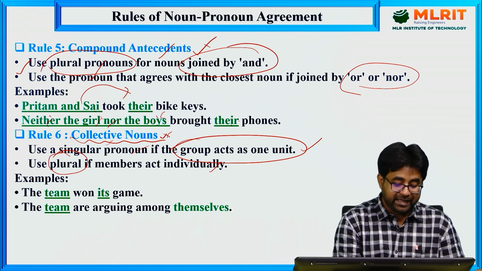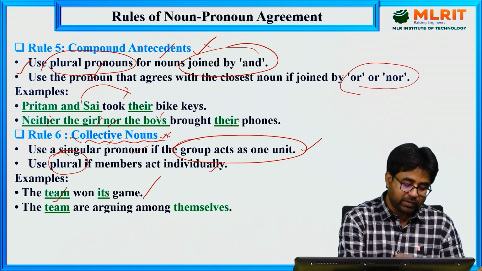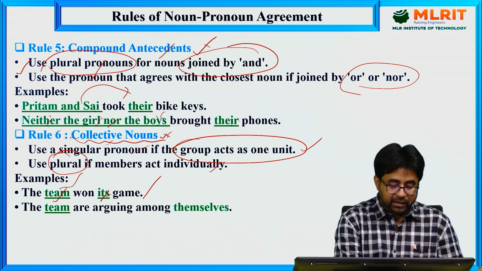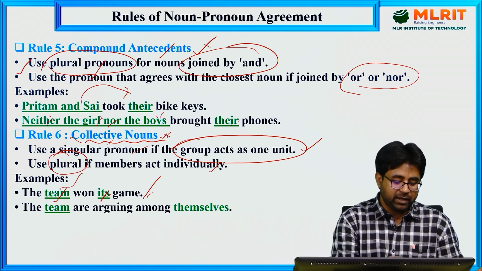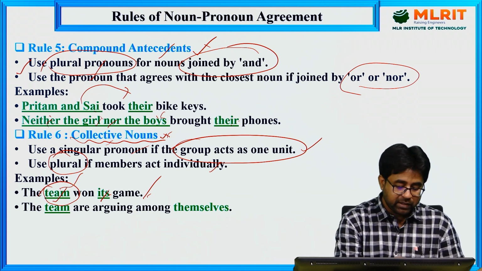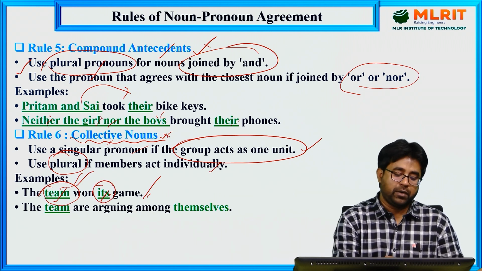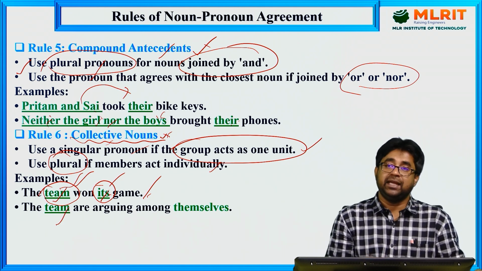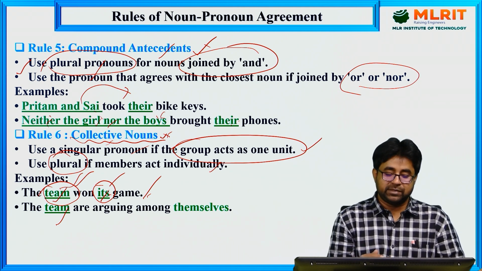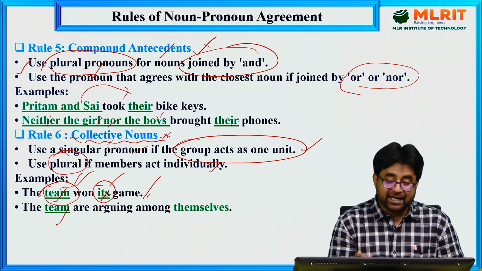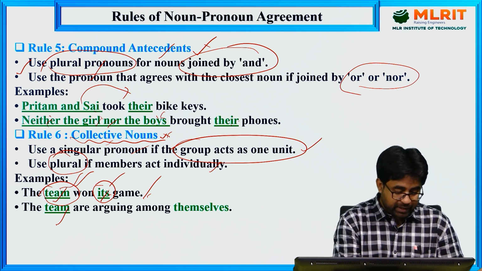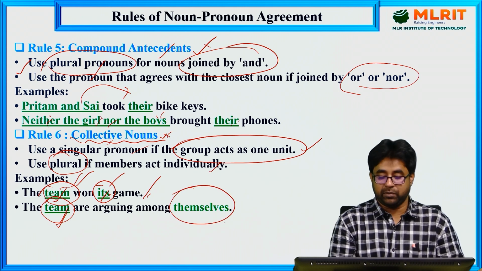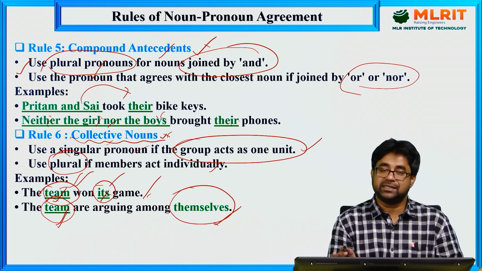Now see the example. The team won its game. So first thing is noun and pronoun. You can see this is the pronoun, this is the antecedent noun. So the team here, they won the game. So they acted as one single unit. Hence it is considered as singular in nature. So the pronoun here also is singular in nature. But the team are arguing among themselves. Now see, if the team members are arguing among themselves, that means they are not acting as one single unit here. So that's why this is considered a plural antecedent in this case. Hence, I am using a plural pronoun, right? Themselves. So I hope this is clear.